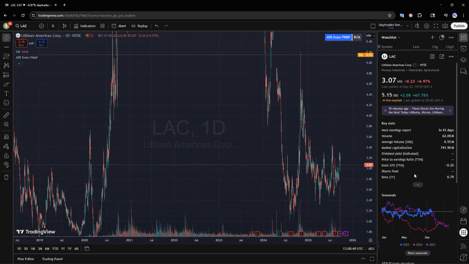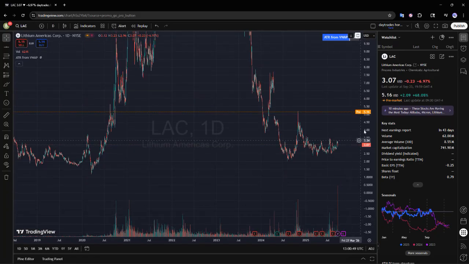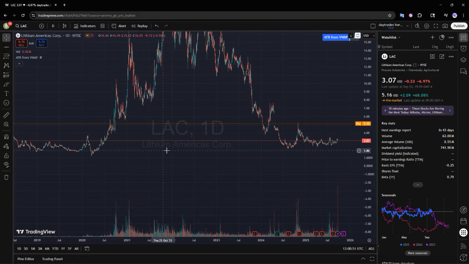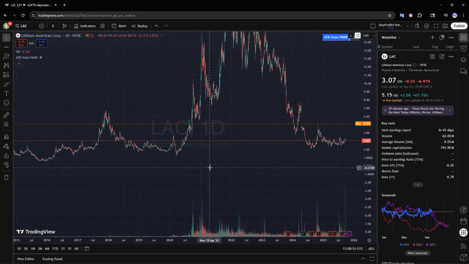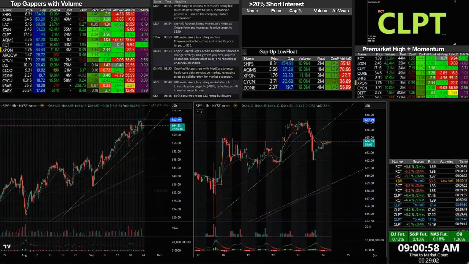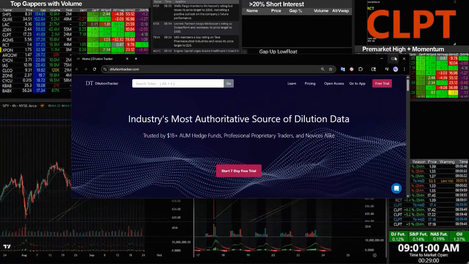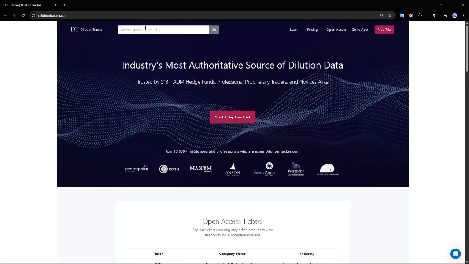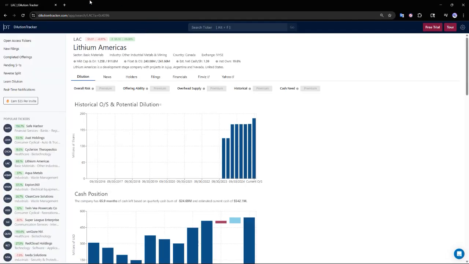First thing I want to do is check the float. I have no float. I wonder why that is. Chemicals, architecture, let's see here. Agricultural. It's not like it's a newer stock. It's been around quite some time, so I don't know why we wouldn't have a float on it. But I will check here in Dilution Tracker. That gives me another place where I can check for the float.